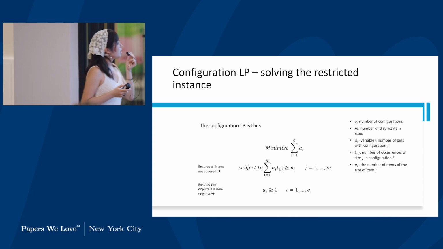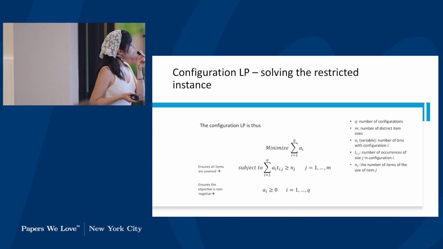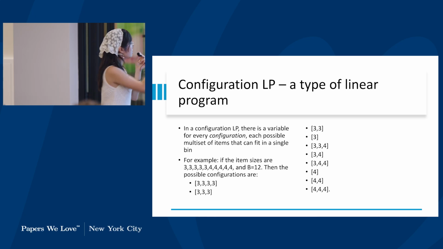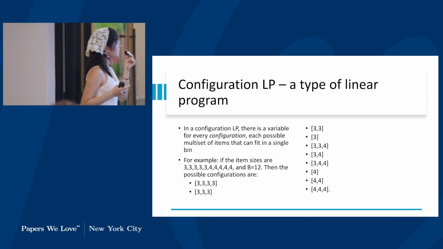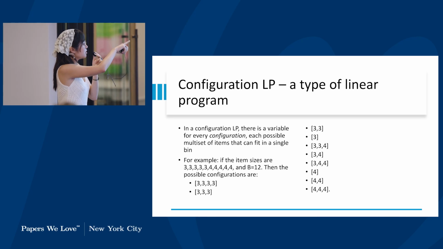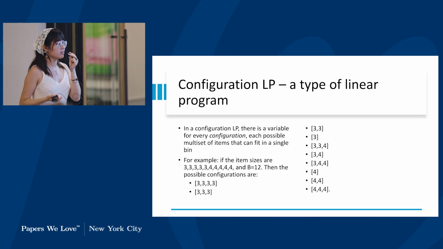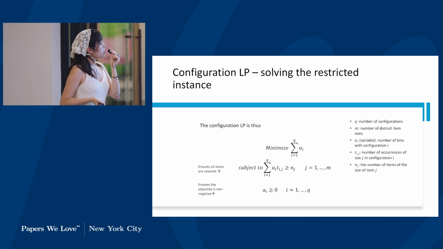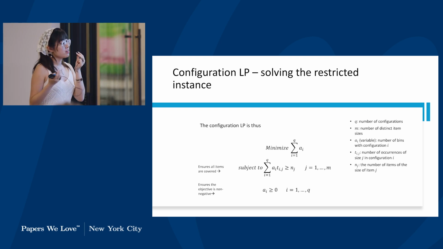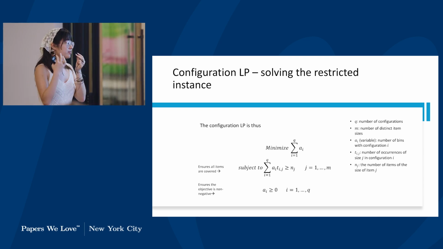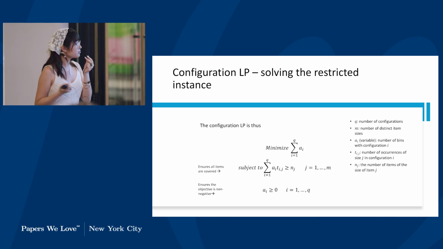Okay, so we want to talk about the variables or notation used here because it's a lot. Q is the number of configurations. If we go back to the previous slide, thank you, Q would be 10 because there are 10 possible lists. Am I counting right? Yeah, Q would be 10 in this case. And then M would be the number of distinct items, which for the previous slide would equal 2 because there are only items of size 3 or 4.